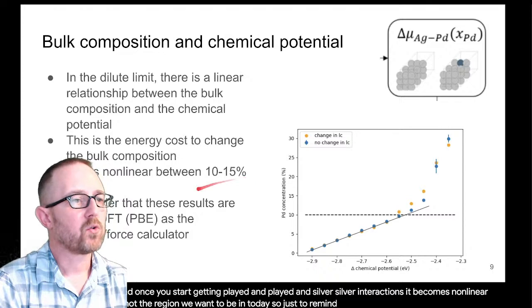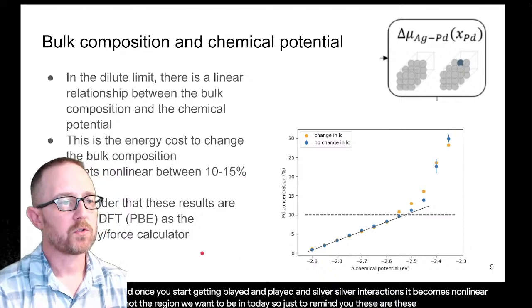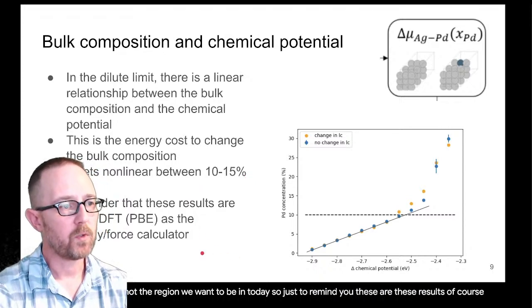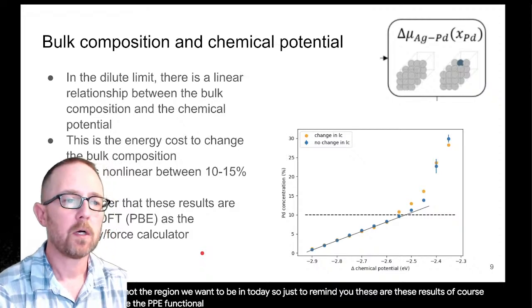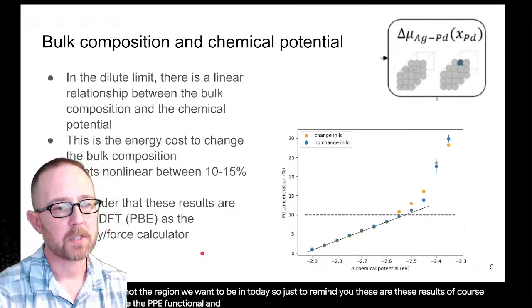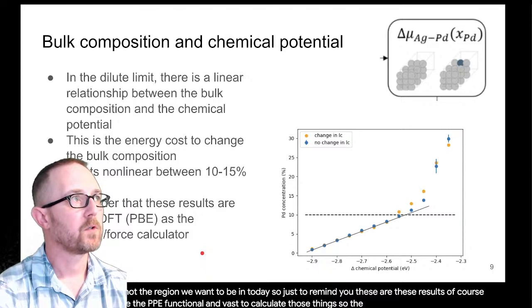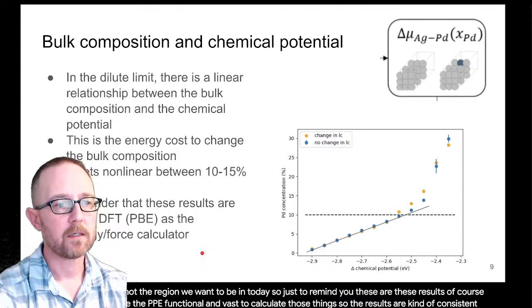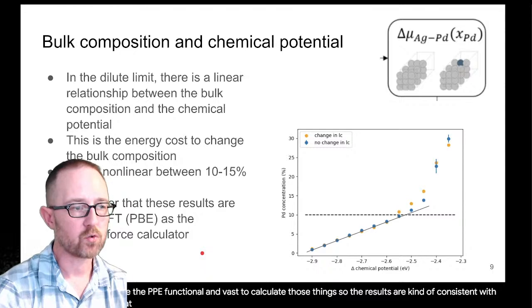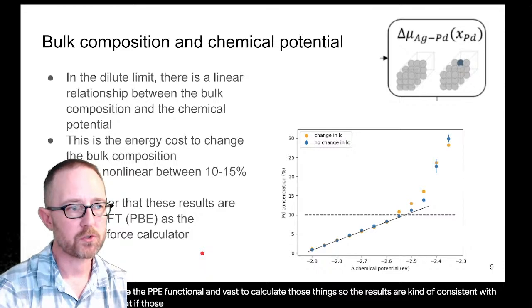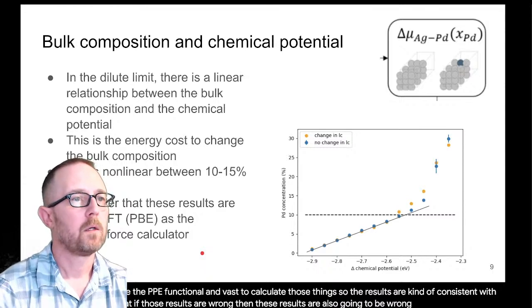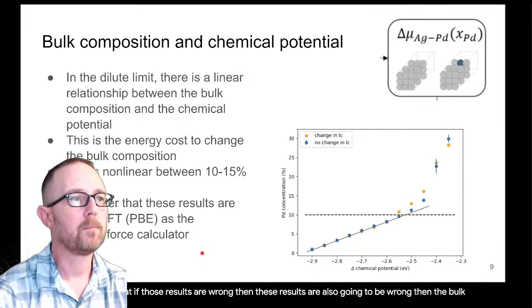So just to remind you, these results, of course, depend on DFT, and we use the PBE functional and VASP to calculate those things. So the results are consistent with that and limited by that. If those results are wrong, then these results are also going to be wrong. All right, so that gives us then the bulk composition and chemical potential that we need.